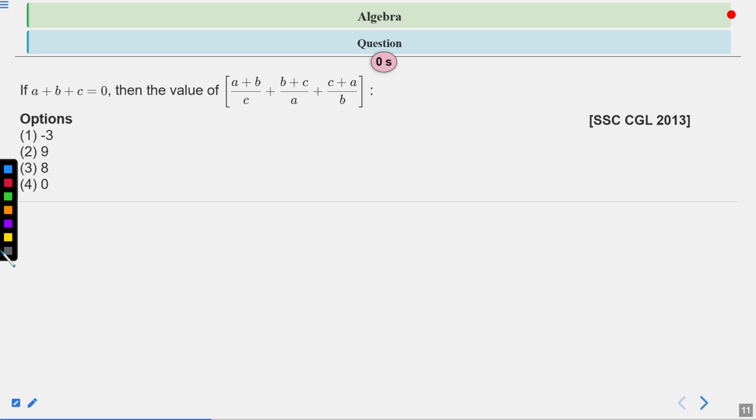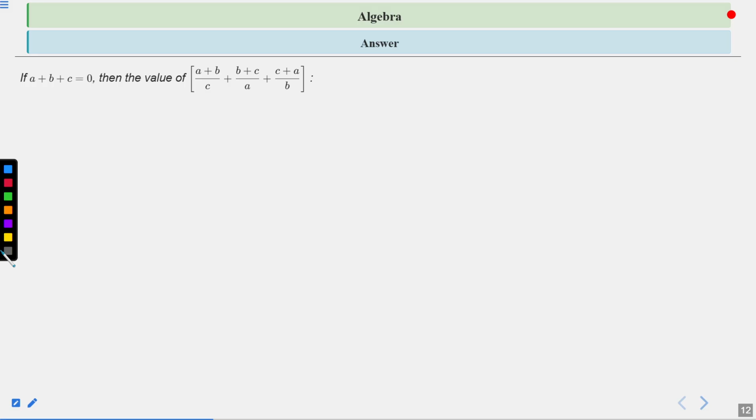Now time's up. Let's see the solution of this question. The question says that if a plus b plus c equals 0, then what is the value of (a plus b) by c plus (b plus c) by a plus (c plus a) by b? We can take values of a, b and c which make a plus b plus c equal to 0, and then put the values in the given expression to get our answer. The correct answer of this question is the first option, which is minus 3. Now see the detailed solution of this question.